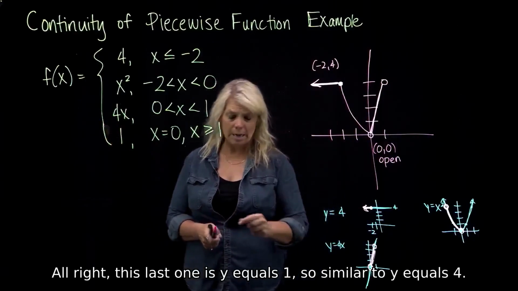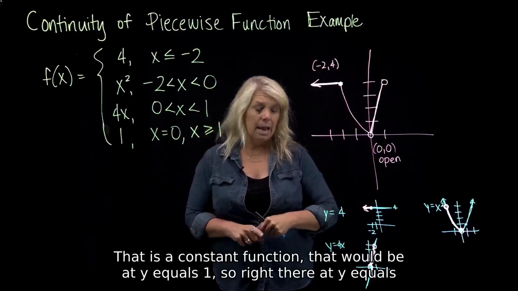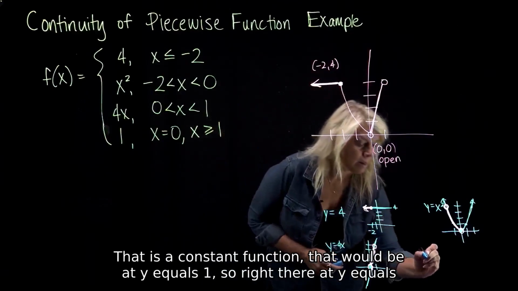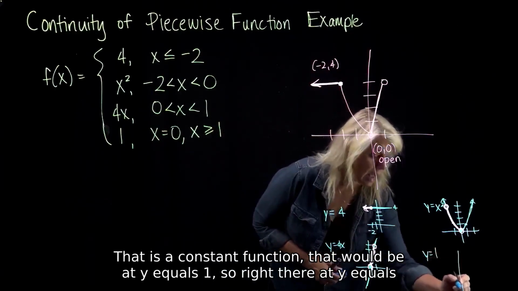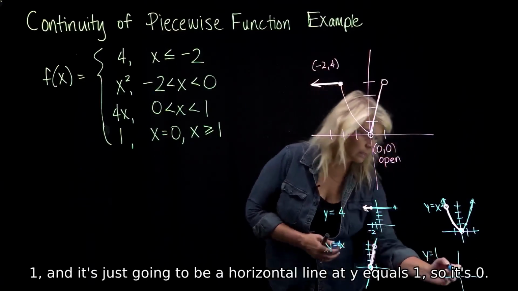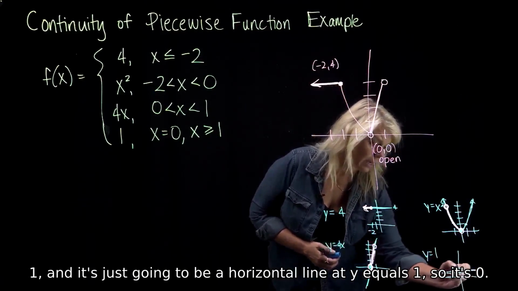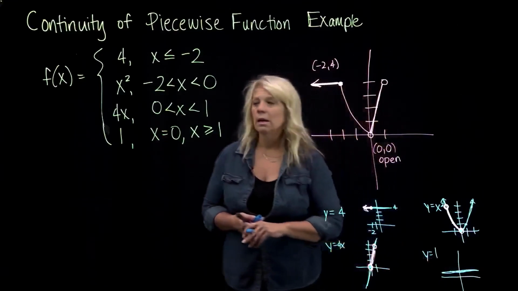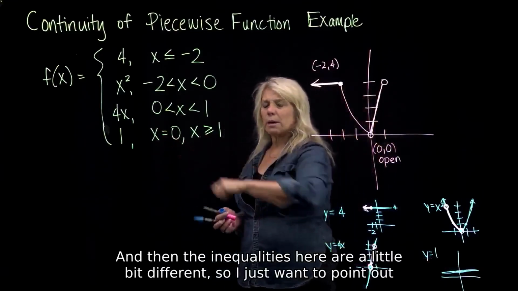So similar to y equals 4, that is a constant function. That would be at y equals 1. So right there at y equals 1, and it's just going to be a horizontal line at y equals 1, slope 0. And then the inequalities here are a little bit different.